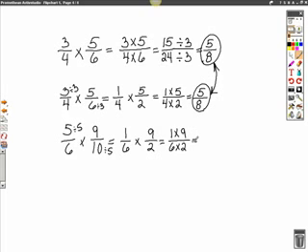Now we just do our basic arithmetic. 1 times 9 is 9, and 6 times 2 is 12. Now I can quickly look at this number, and I realize right away that 9 can be divided by 3 evenly, and so can 12. So 9 divided by 3 would be 3, and 12 divided by 3 would be equal to 4. Therefore, 5/6 times 9/10 is equal to 3/4.